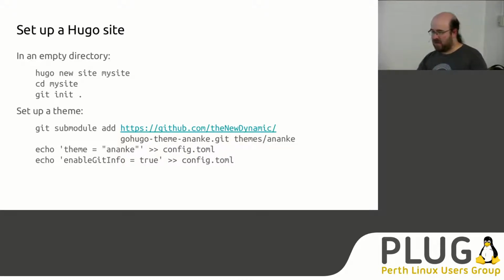And finally, I'm just adding a bit of configuration to enable Git info. This is telling Hugo that my site is stored in Git, so when it's building the site, it can extract some information from the Git repository, such as the date you last modified each file, or the username and the email address of the person who updated the file. So this is metadata which it can use when it's generating the pages.